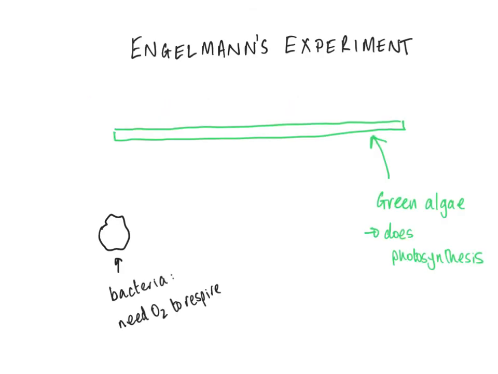In photosynthesis, you need to understand these two graphs, the absorption and the action spectra. So let's have a look at what these are. First of all, we need to discuss an experiment done by a man called Engelmann.